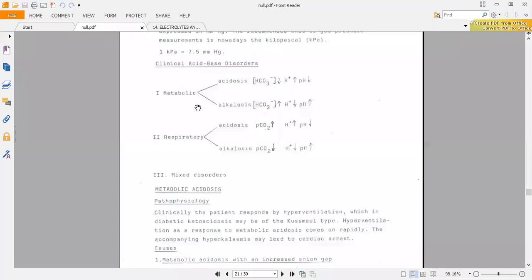So let me go over this again. When you talk about metabolic, we are looking at bicarbonate. When you talk about respiratory, we are looking at the partial pressure of carbon dioxide. So metabolic acidosis: low levels of bicarbonate; alkalosis: high levels of bicarbonate. Respiratory acidosis: high levels of partial pressure of carbon dioxide. Respiratory alkalosis: low levels of partial pressure of carbon dioxide. Later on, we will see that there are times where the person has both metabolic and respiratory disorders. We call that the mixed disorder.